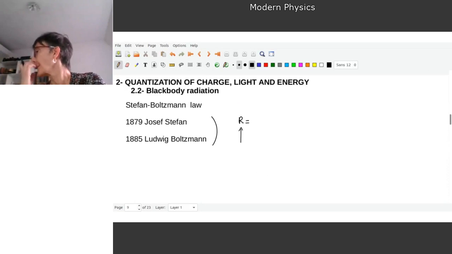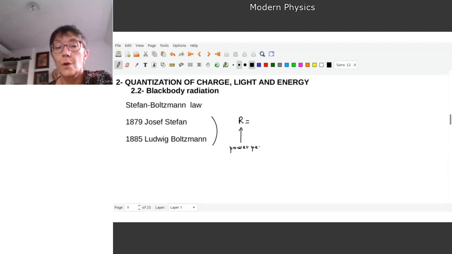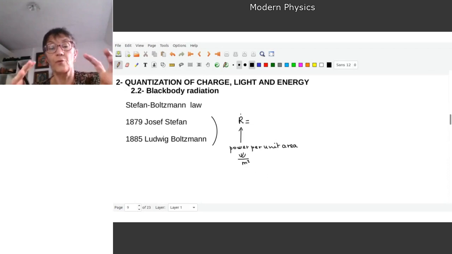So this is the power per unit area. We sometimes call it intensity. Power per unit area, so this is watt per meter square. So you have something to measure power, and you want to relate this value, actually this is the total power, as a function of the temperature.